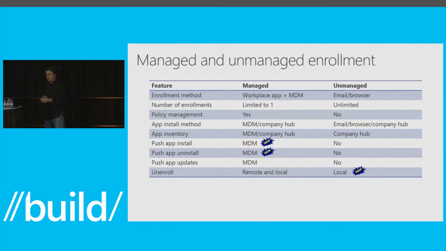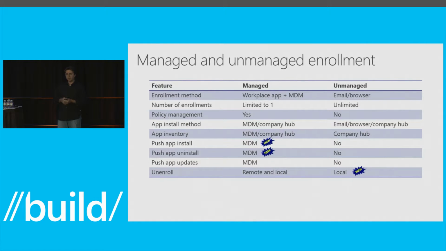The other kind of enrollment we have is unmanaged. So there's no MDM server involved here. You can send an email attachment, or you can enroll via the browser. There's no limit to the number of unmanaged enrollments you can have, but there's also no policy. There's no server interaction, so there's no way to push apps to the phone, uninstall apps, et cetera. You can install apps and do inventories from a Company Hub, or again, through the same method you used for enrolling via email or browser.